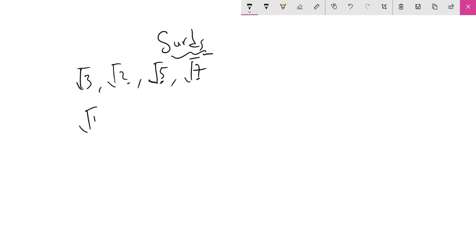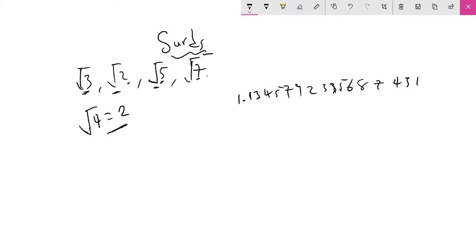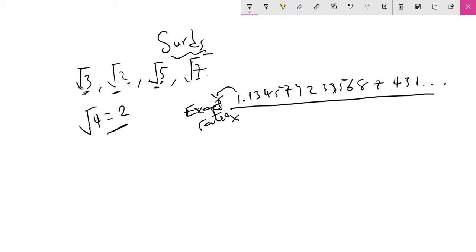So for instance, if you had root 4, this will give 2, so this does not give a surd. But these are surds because if we evaluate any of these, it's going to give us what we call an irrational number. They usually look like this: 4.5792335687431, and they just keep going. Never-ending numbers. They are called irrational because you cannot form an exact ratio from this number. You can't do that, and that is what makes them irrational.